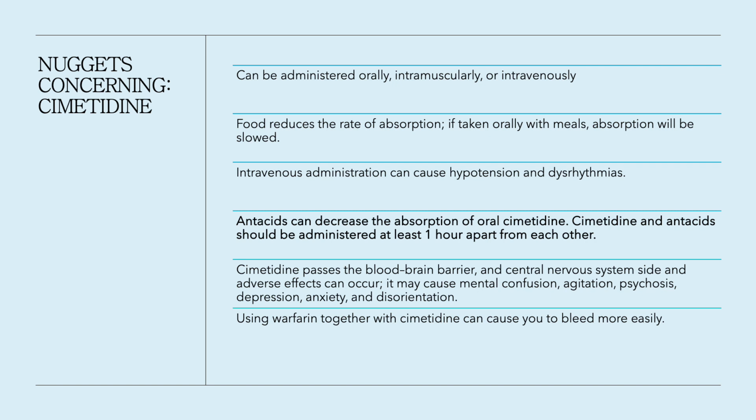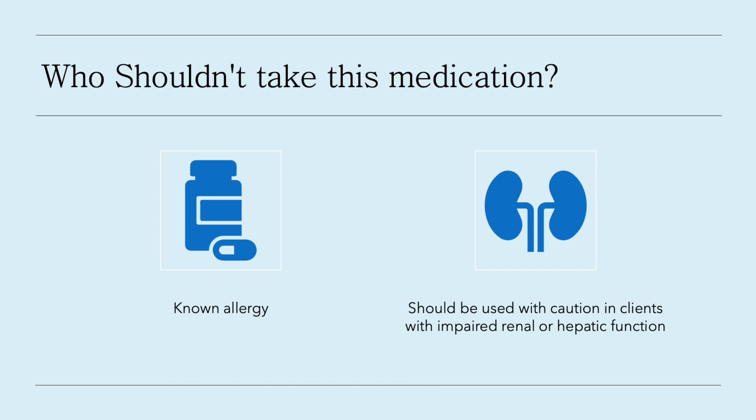Who shouldn't take this medication? Patients with any known allergies, and also it should be used in caution in patients with an impaired renal, which is kidney, or hepatic, which is liver function. All right, so you need to know the renal part, which is your kidneys, right? So that is your BUN and your creatinine lab values. Your hepatic, which is your liver, which is your ALT and your AST. So you want to use it in caution with these patients because it is metabolized by the liver and it is filtered by the kidneys. Okay?